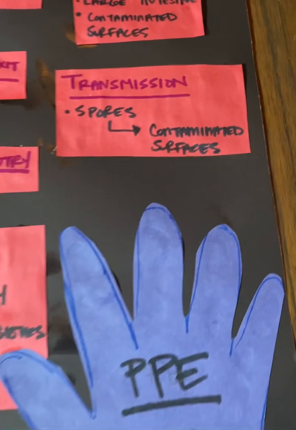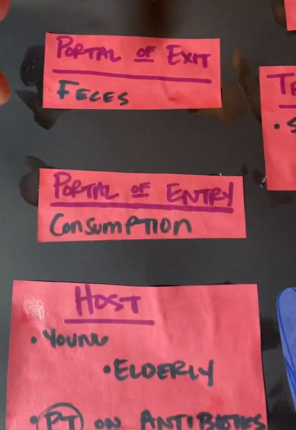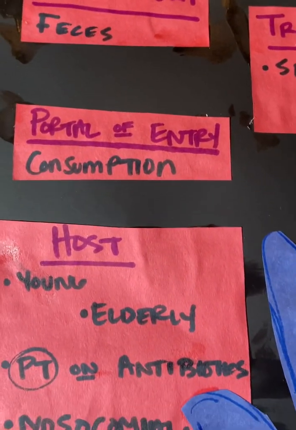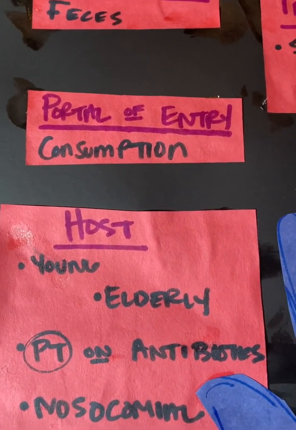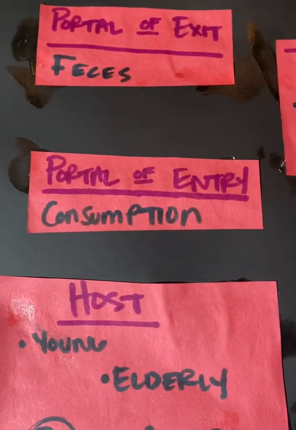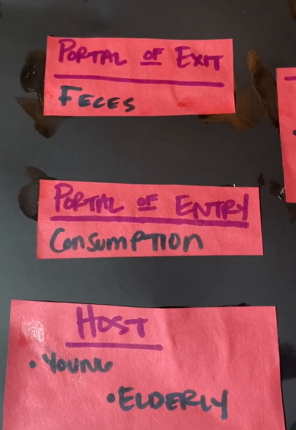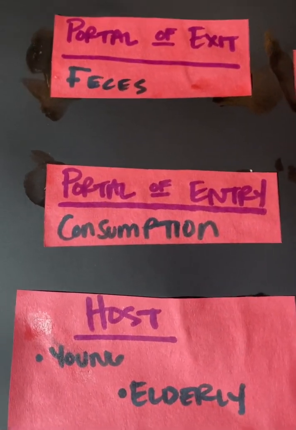So then we look at the portal of entry, and the portal of entry is consumption. Sometimes the Clostridium difficile, the C-DIFF, can live on things like raw vegetables or raw fruit. So that's why hand washing is really preventative, and washing all of your fruits and vegetables is really, really important, especially when you're promoting a healthy diet with your residents.